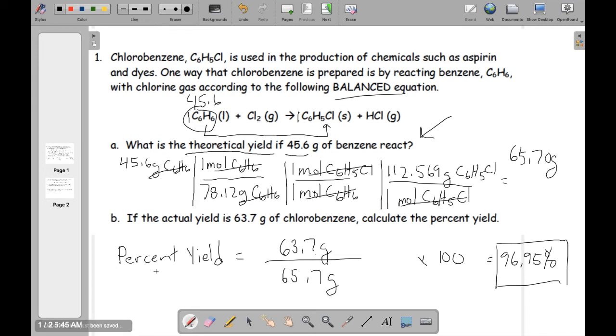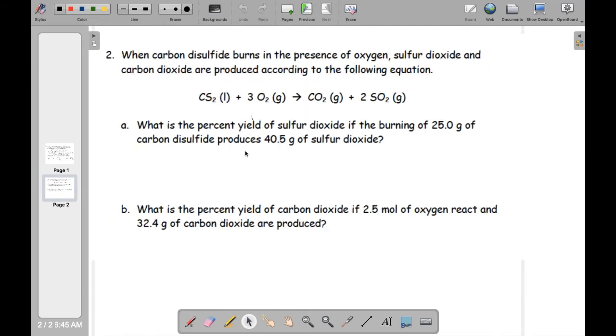Let's go ahead and do one more problem here. When carbon disulfide burns in the presence of oxygen, sulfur dioxide and carbon dioxide are produced according to the following equation. Now you should always make sure this is balanced, and it is. What is the percent yield of sulfur dioxide if the burning of 25 grams of carbon disulfide produces 40.5 grams of sulfur dioxide?